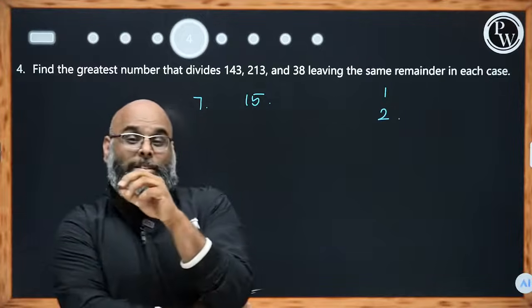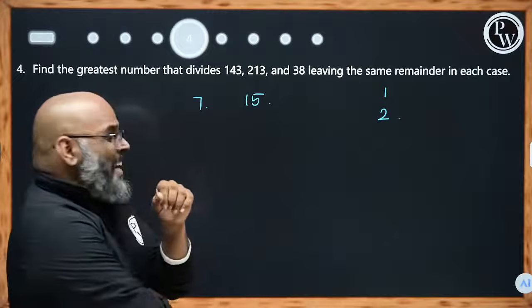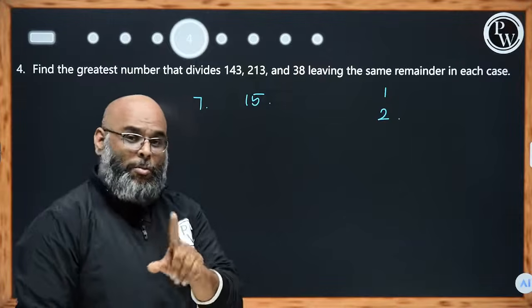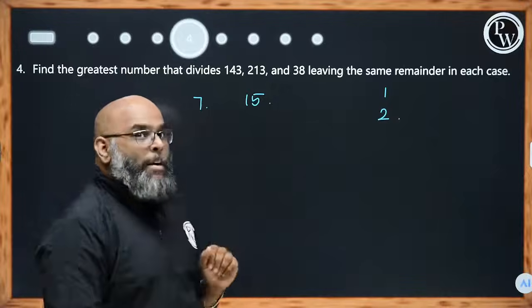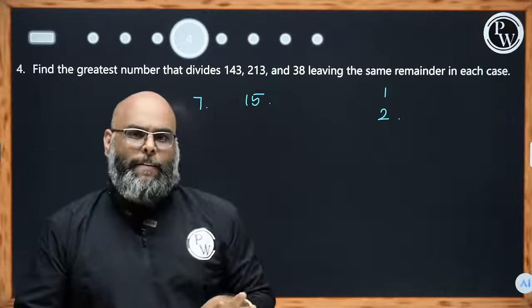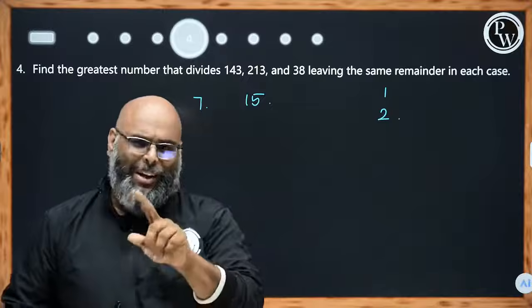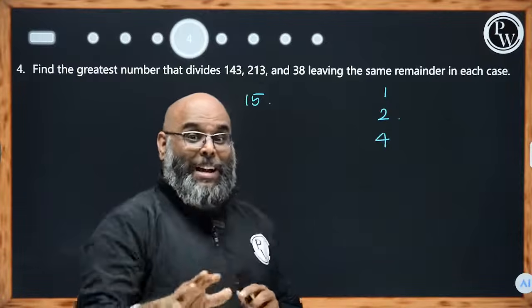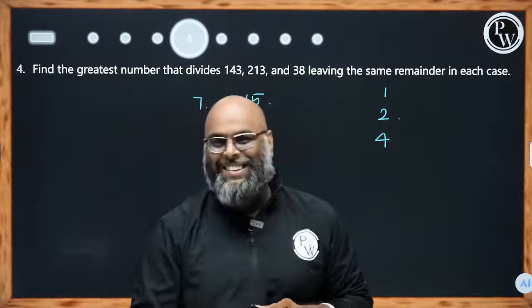Swastik says he thinks 4 works. Let's see if 4 works. 7 by 4, remainder 3. 1 times 4, remainder 3. 15 by 4, 12 goes off, remainder 3. Hey, Swastik, I also think 4 works. Or I'll give it to you, 4 works.